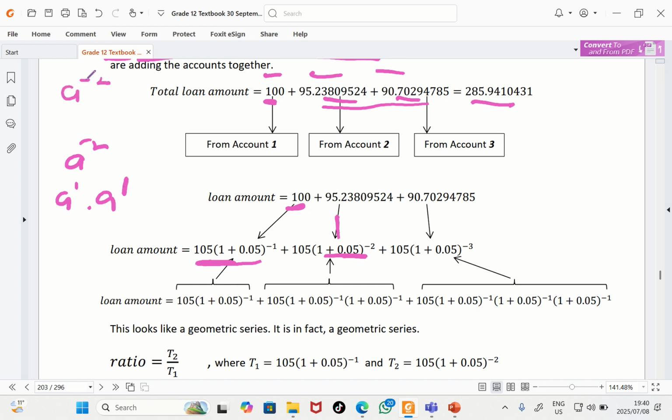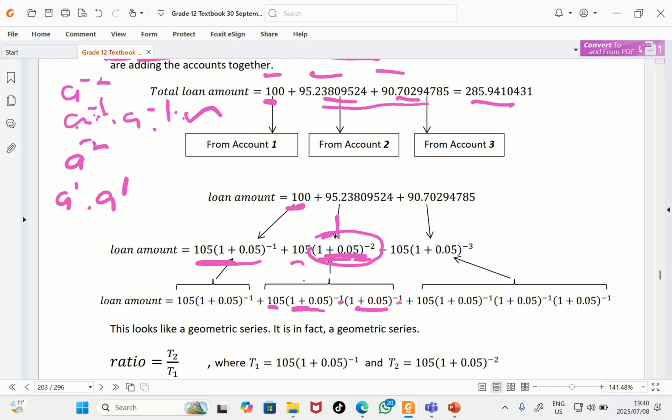A to the power minus 2 is also the same as a to the power minus 1, a to the power minus 1, because when the bases are the same, we add the exponents, and this will give us minus 2. So I'm going to apply this there, such that I have my 1 plus 0.05 to the power minus 1, 0.05 to the power minus 1 there. Do you guys see that? How I split this?